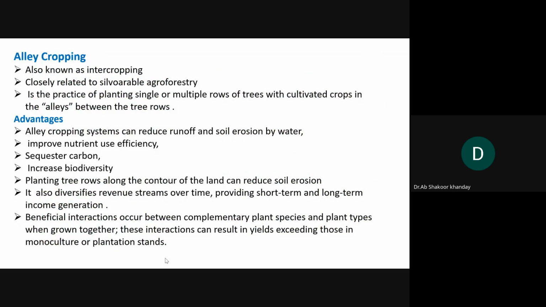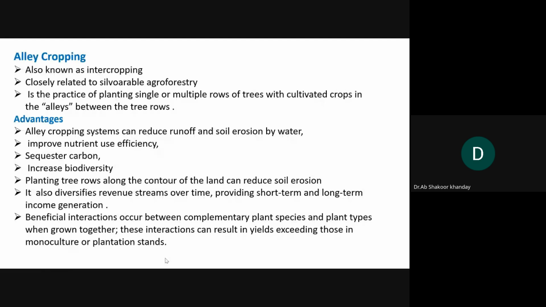So let us discuss now in detail, one by one, all the components of agroforestry systems. Alley cropping, it's also known as intercropping, closely related to silvo-arable agroforestry, and it is the practice of planting single or multiple rows of trees with cultivated crops in the alleys between the tree rows. That means between the two tree rows, we are going for the cultivation of crops. What are the advantages? Cropping systems can reduce runoff and soil erosion by water.